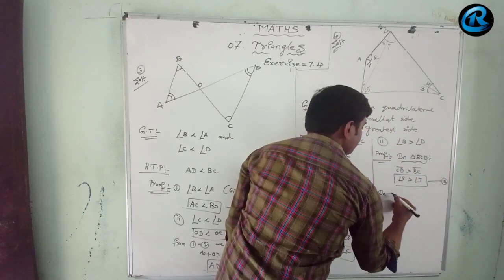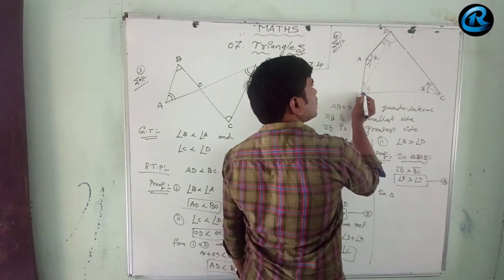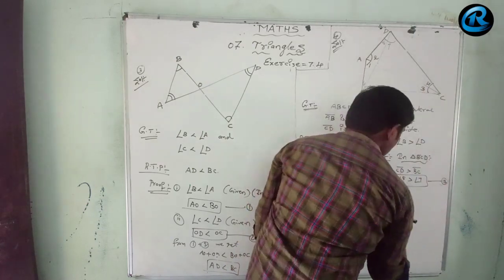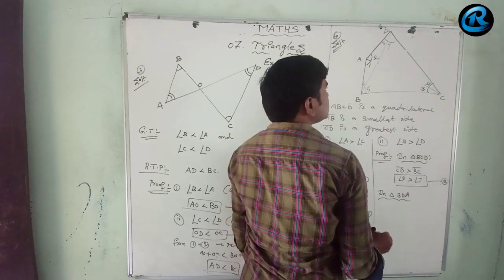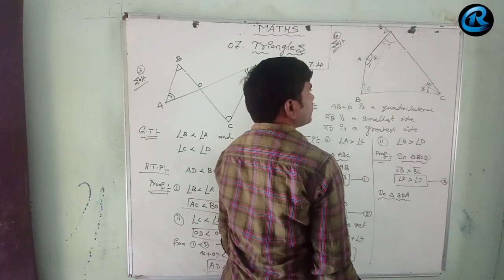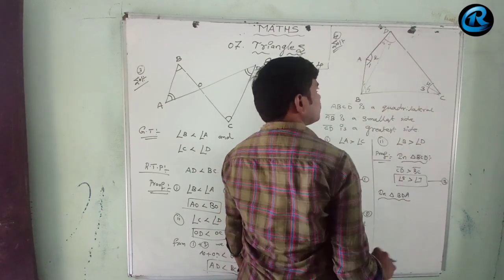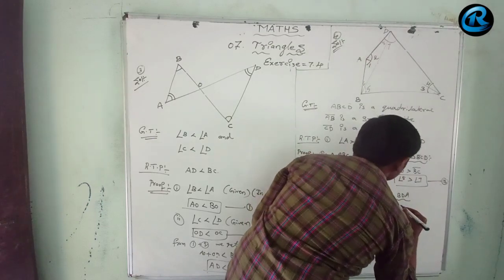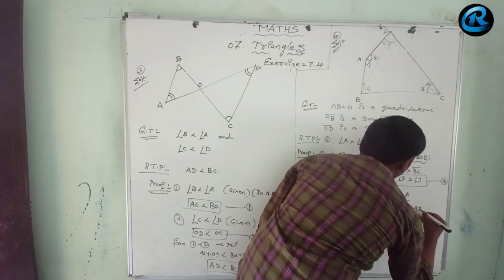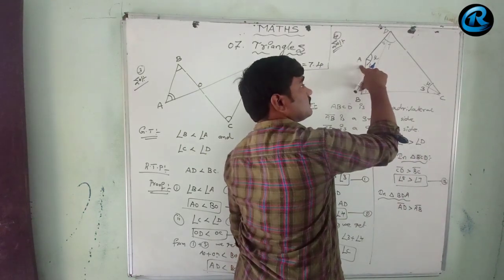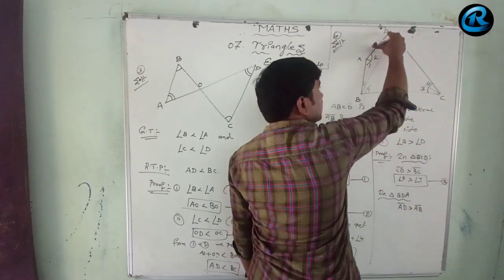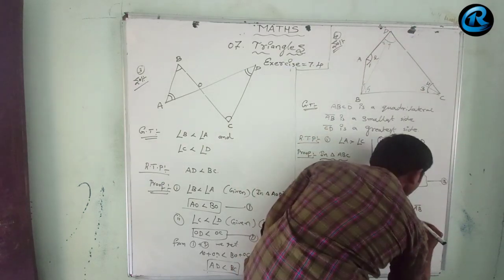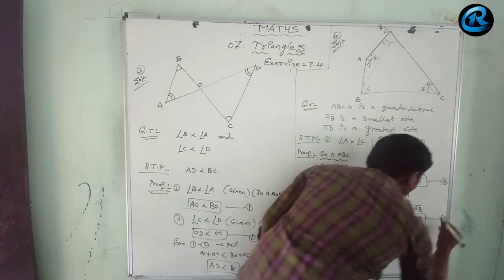Now we take the other triangle, triangle BDA or ABD. In triangle BDA, because AB is the smallest side, AD will be greater than AB. The angle opposite to AD is angle 6. So angle 6 is greater than angle 8, the angle opposite to AB. This is equation number 4.